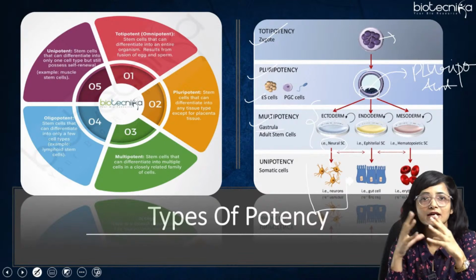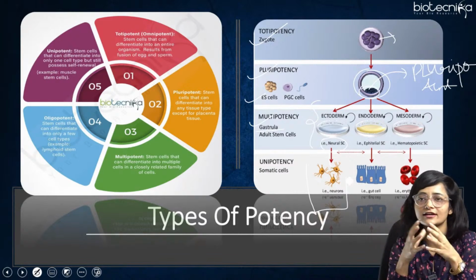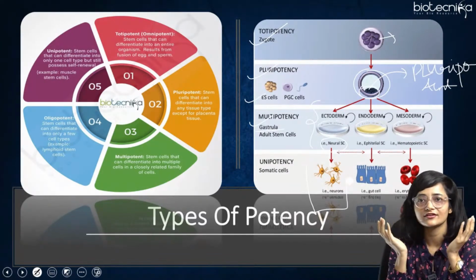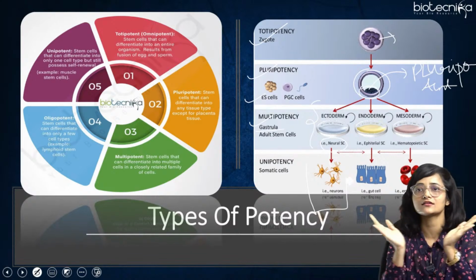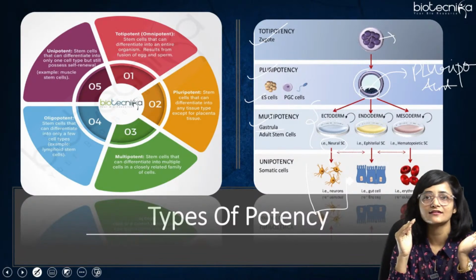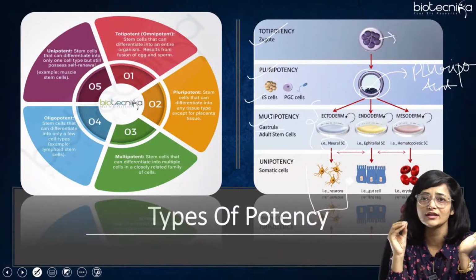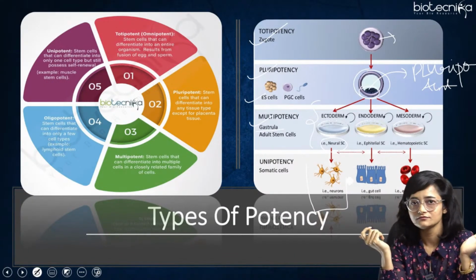Then comes multipotent. Multipotent stem cells can differentiate into multiple cells in a closely related family of cells. So only a closely related family of cells it can produce. It cannot differentiate into some other family type, right? Here it is explained that the neural stem cells will only form neurons, right? It cannot form gut cells.